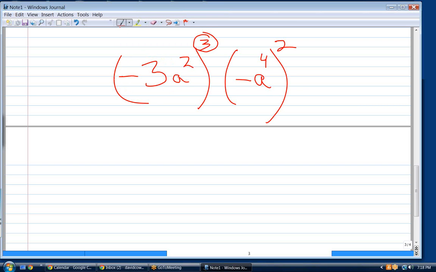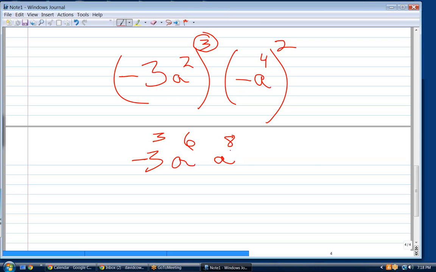Oh, okay. So it's negative 3 to the 3rd, a to the 6th, and since the square is operating on this negative also, it turns it positive, so now we have a to the 8th. Now what's that equal to? Negative 27a to the 14th.